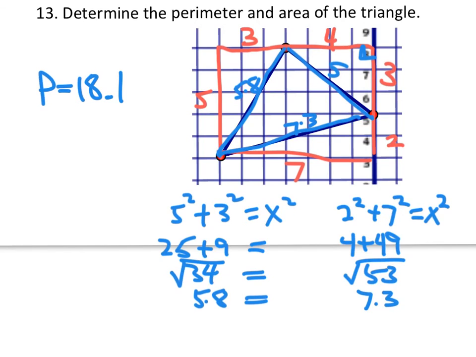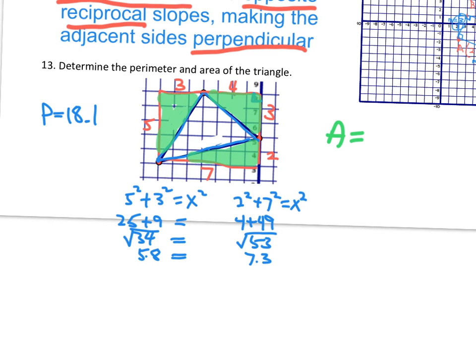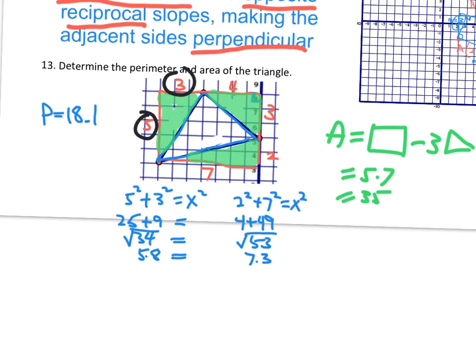Then for finding the area, one strategy to find the area is that it's the area of the rectangle, take away the 3 right triangles that are in green right there. Okay, so the area of the rectangle, the whole rectangle is 5 by 7. So that's 5 times 7, which is 35. Then the 3 right triangles, one's 5 by 3, so that has an area of 5 times 3 is 15, divided by 2 is 7.5.